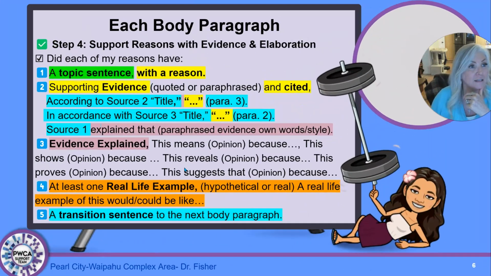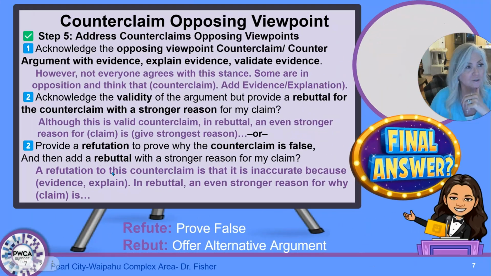Each body paragraph that we have is going to have in it a topic sentence and evidence. We'll always explain our evidence, and then at least one of our claims are going to have a real world example. But because you guys are grades 6 through 11, you should have 2 pieces of evidence in each body paragraph, and after each piece of evidence, explain the evidence, which we will do in the graphic organizer.